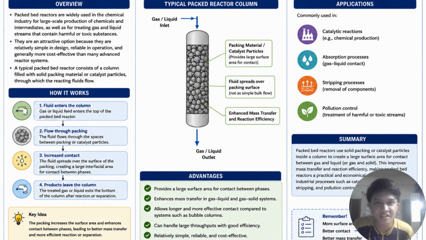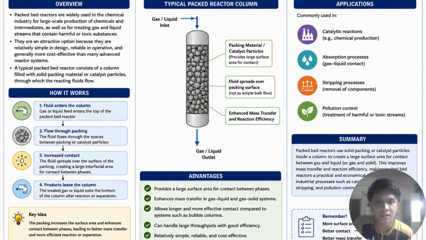Next is the packed reactor column. A packed reactor column is widely used in the chemical industry because it is simple, reliable, and cost effective. It consists of a column filled with a packing material or catalyst particles. As the gas or liquid flows through the column, it spreads over the surface of the packing, creating a large contact area between the phases. This improves mass transfer and increases the efficiency of separation or chemical reaction.